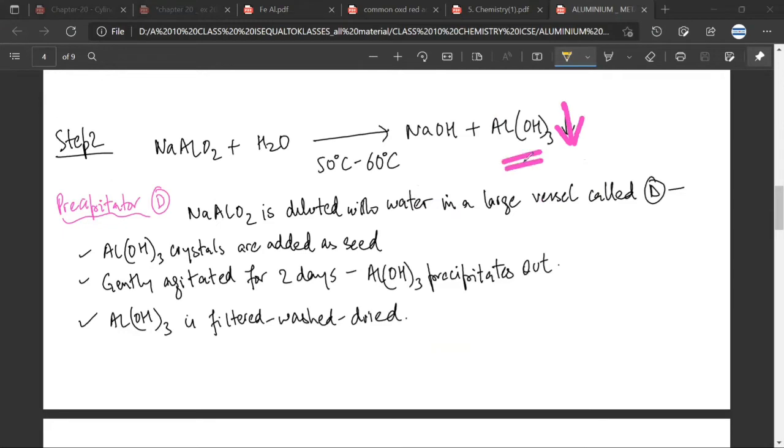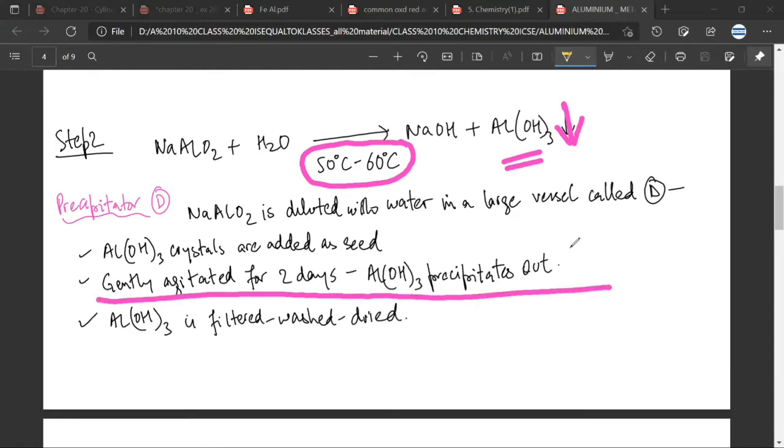In this process, basically what you want is aluminium hydroxide to get precipitated. So if you see, the temperature requirement has dropped now. In the first step, you wanted to increase the factor of solubility, that is why you had increased the temperature. But now, what you want is that the precipitation should take place. And another thing is that this process will take 2 days and aluminium hydroxide will precipitate out. Any doubt till here? No doubt.